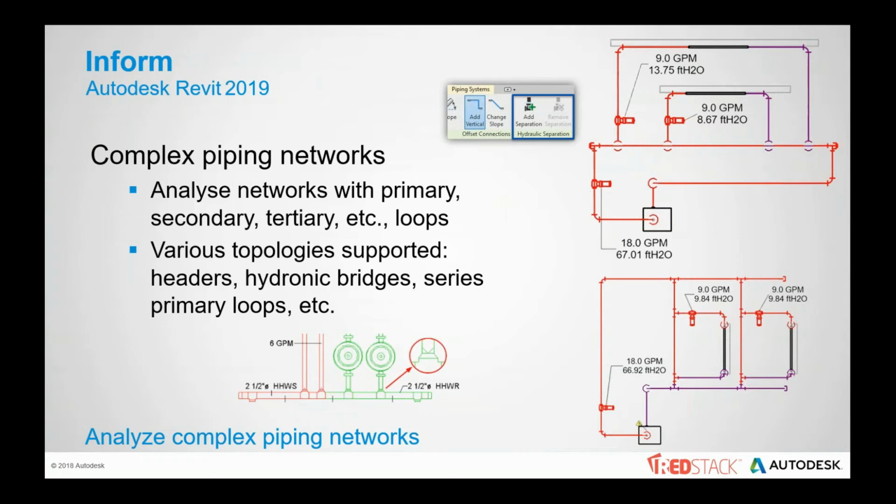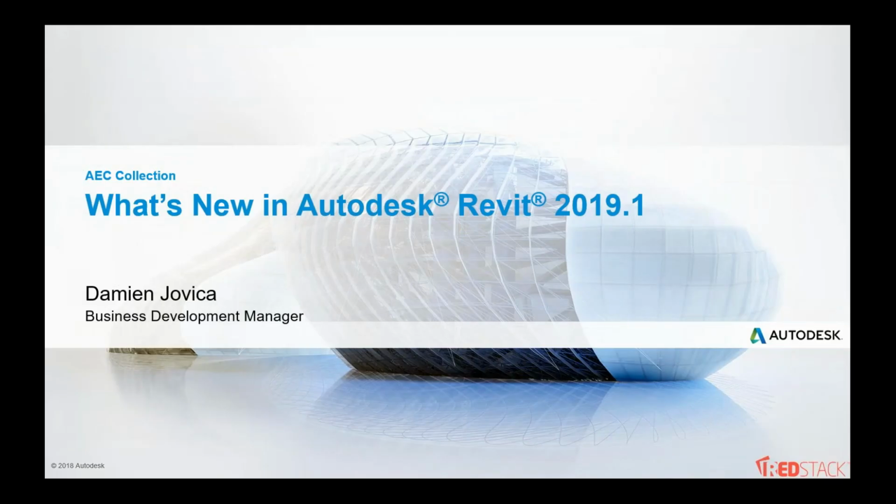The improved pressure drop analysis for complex networks supports separation of hydronic piping systems into primary, secondary, and tertiary loops, and further as needed. Once separated, the calculated flow and pressure loss calculations for each secondary loop will display on the pump for that loop. So you can more easily see the flow and pressure drop of each pump element in the overall network. So that covers what's new in Revit 2019.